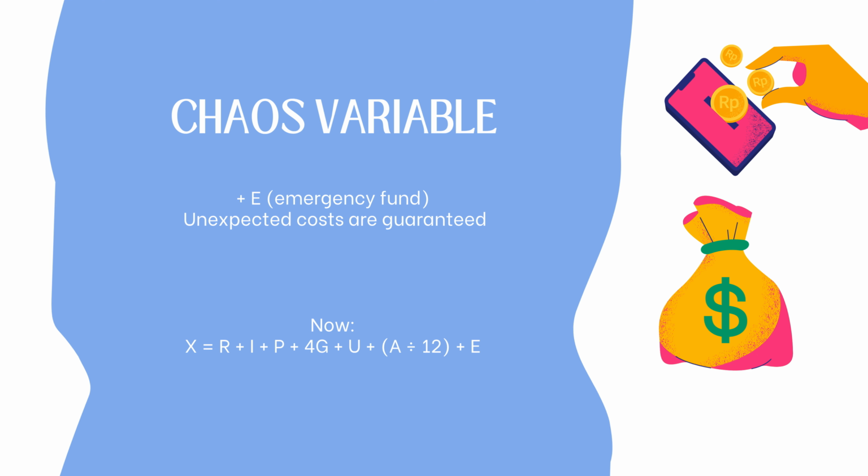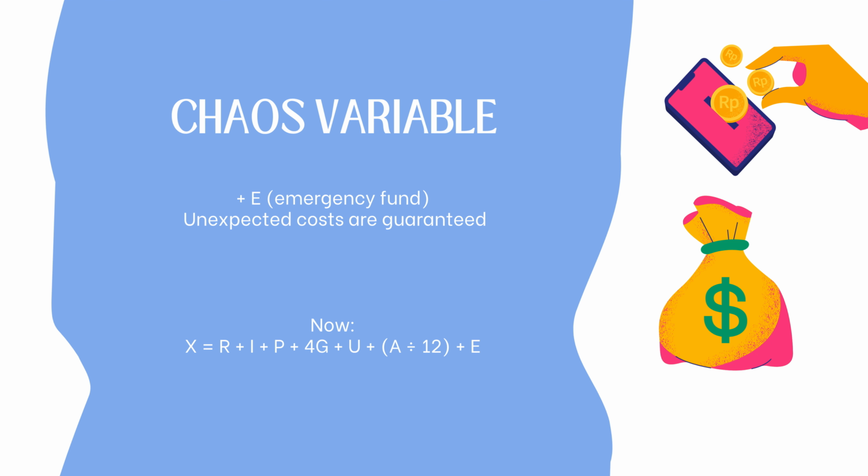Here's where budgets fail, the chaos variable. Emergencies aren't optional. They're inevitable. Let's define E equals emergency fund contribution. Now, X equals R plus I plus P plus 4G plus U plus A divided by 12 plus E.